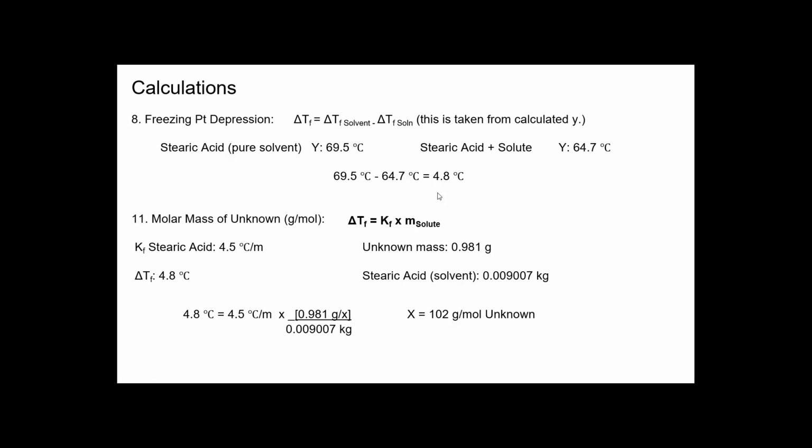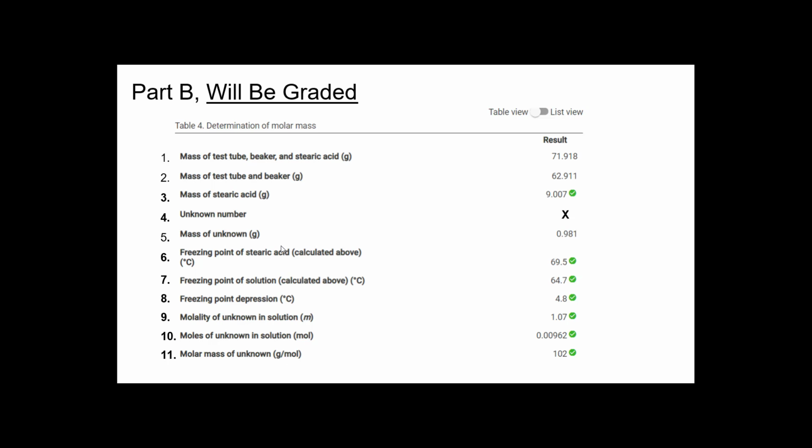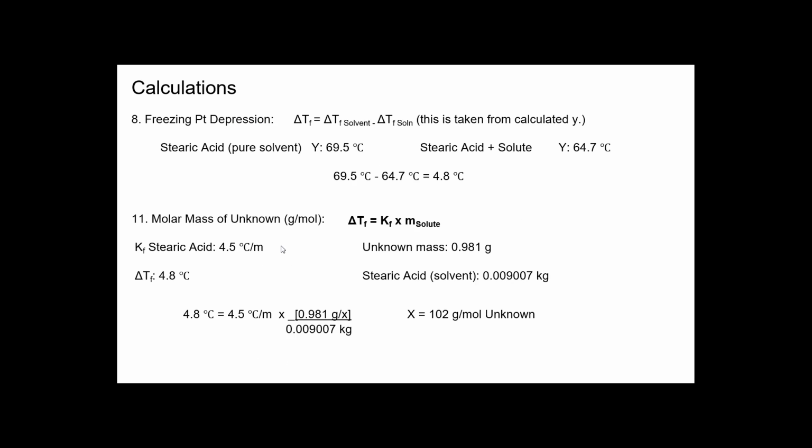Now I'm going to jump to 11 because it's kind of backwards how they have these set up. I need 11 in order to answer 9 and 10. I can't do 9 and 10 without 11. So I'm starting at 11, molar mass of an unknown. Again, I have the same equation. I know what my Kf is, I know what my unknown mass is, it was listed. I know what my delta T is from my calculations, and I know what my solvent is. Now it's just plugging everything in and solving for X. This is very similar to the examples I've shown you on previous slides. I'm not going to show it here because I already showed it in the sample problems that could be on your quiz.